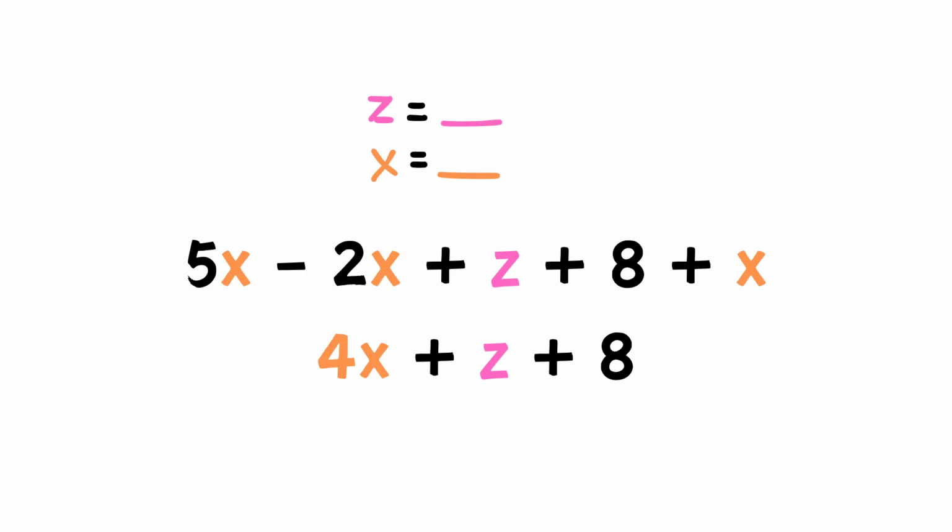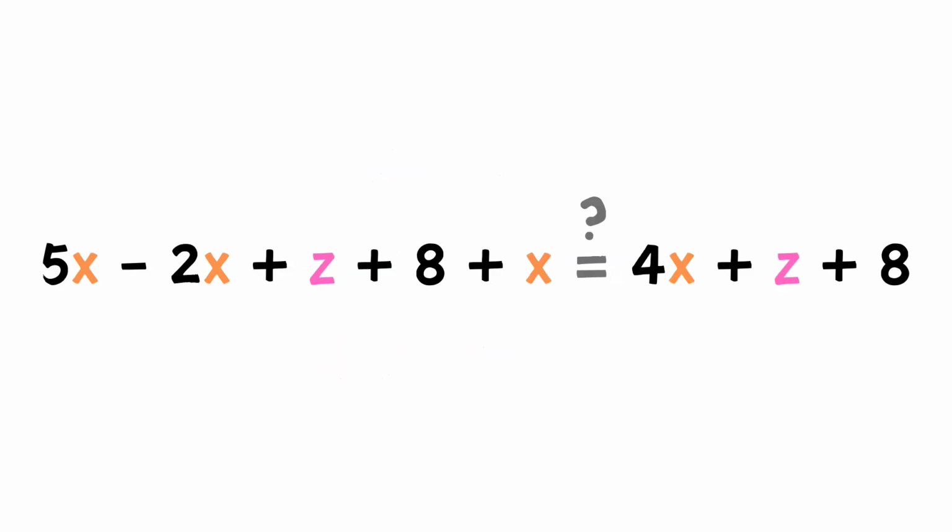I encourage you to come up with some random numbers to use for z and x, and use them in our 2 equations. See if they match. But for the sake of time, I am not going to do that in this video. Let's move on to our 5th and final example.